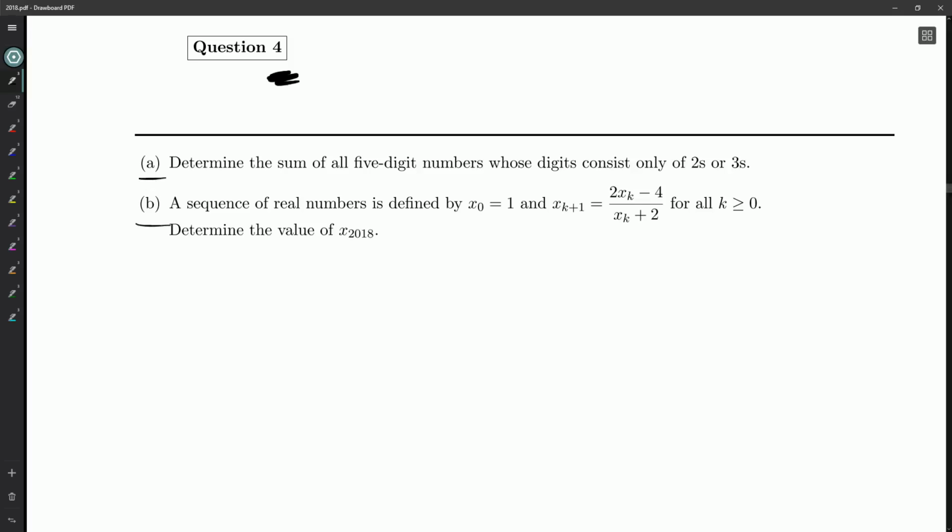Determine the sum of all 5-digit numbers whose digits consist only of 2s or 3s. Alright, there's going to be a lot of numbers that do that. And we really don't want to write them all out.